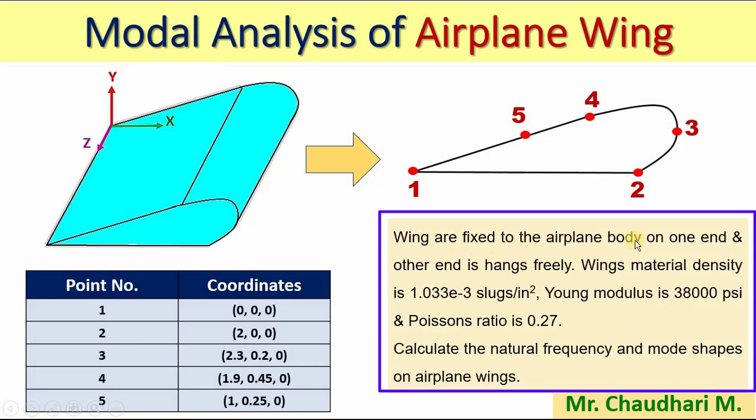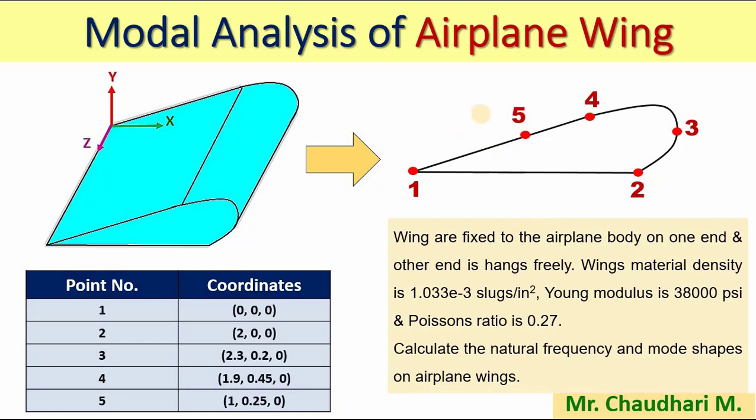Wing is fixed to the aeroplane body on one end. So this X, Y, Z coordinate, this end is a fixed body, and the other end hangs freely. So this section is free. The wing's material density is 1.033e-3 slugs per inch cubed. Young's modulus is given as 38,000 psi, and Poisson's ratio is 0.27. So calculate the natural frequencies and mode shapes of the aeroplane wing.